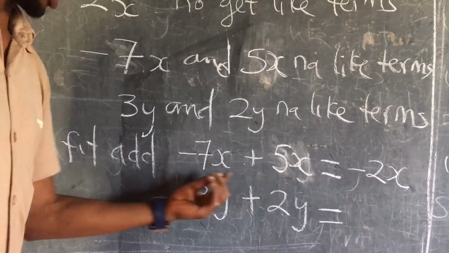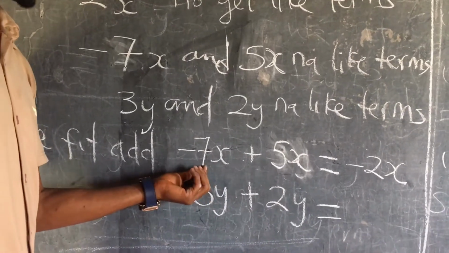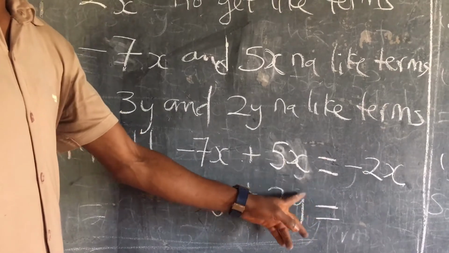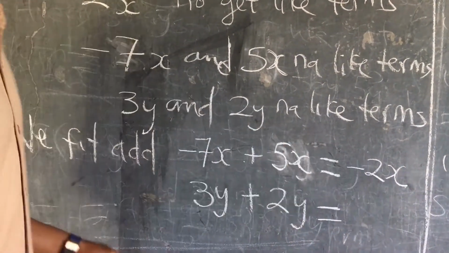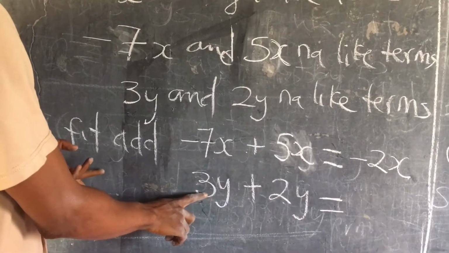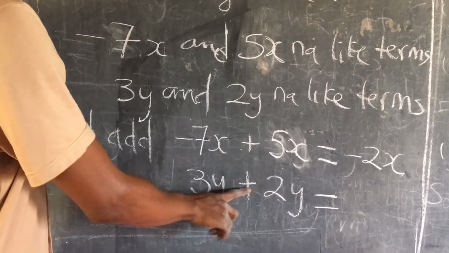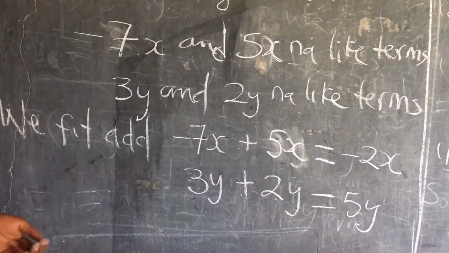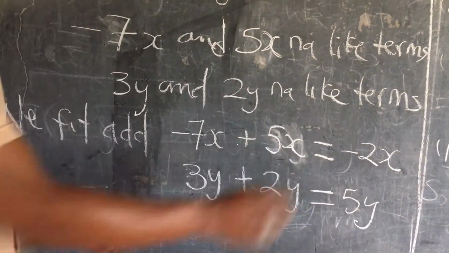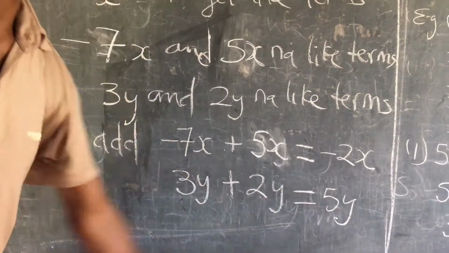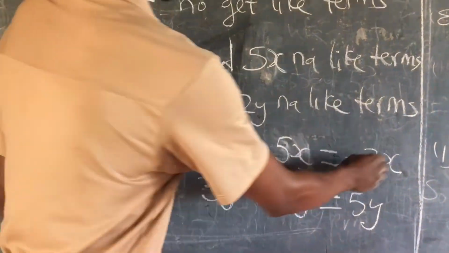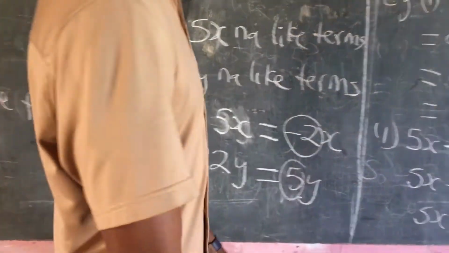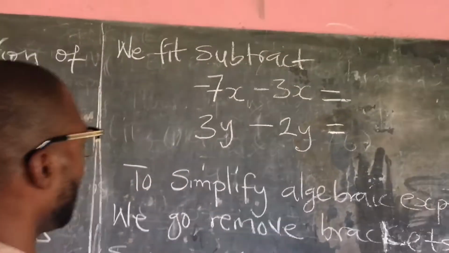Do you understand this one, right? You owe someone 7 naira and you pay 5 naira. What do you remain owing? It is 2 naira. So that is how we do this one. Then this one is 3y plus 2y. I get 5y. So that is how we add. We just add the numbers and write the y. Like we said before, this one is the coefficient of x, this one is the coefficient of y. So we can subtract here.